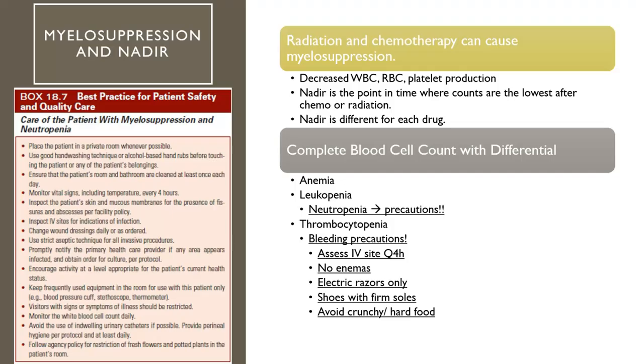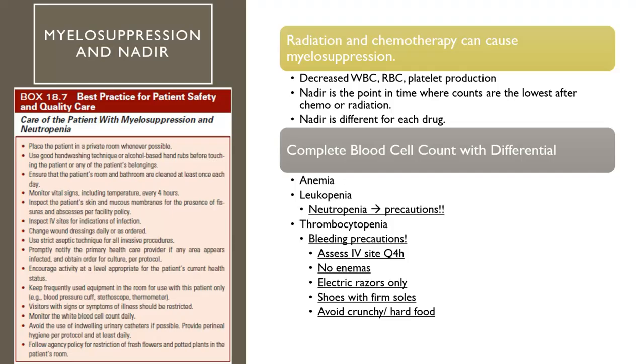So when we get our CBC, which needs to be done daily with our chemo patients, we're looking for anemia, we're looking for leukopenia and neutropenia. So we're making sure that they're on those neutropenic precautions, which is like no fresh flowers, no fresh fruits, limiting visitors, making sure that everyone that goes in and out of the room is hand sanitizing. They're not bringing anything into the room that's dirty.